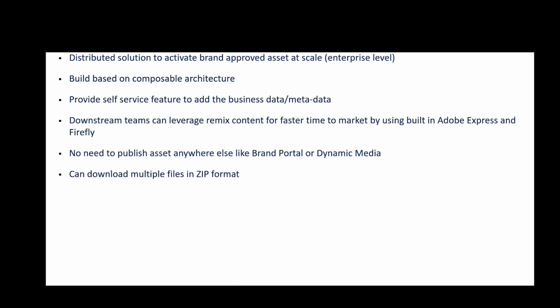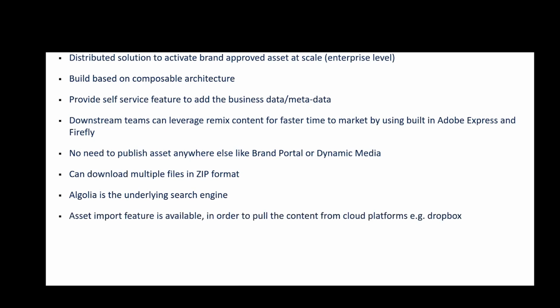In case we want to download multiple assets, that is possible, and we will receive all the downloaded files in zip format. Algolia is the baseline search engine which is helping us provide faster results. Asset import is also available, so we can connect different cloud platforms in order to pull out or copy all the assets into the Content Hub.